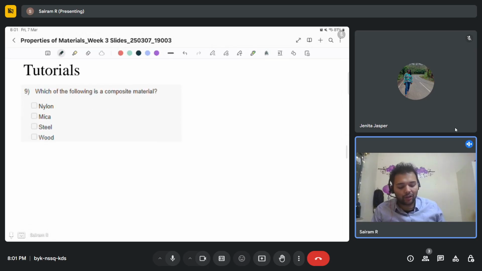Which of the following is a composite material? Again, this is a polymer. This is steel. It's a metal. Wood is the only thing which is a composite material over here.